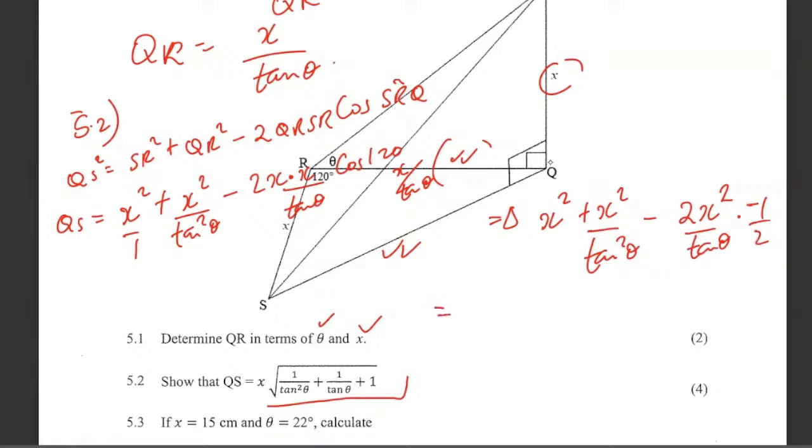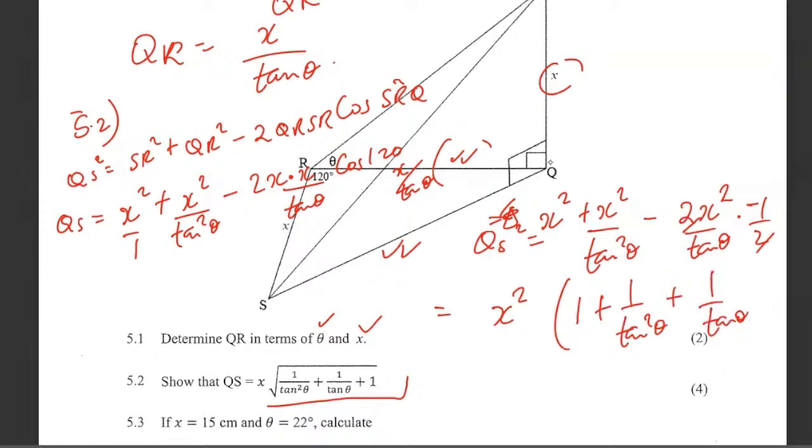Okay, then all I need to do is take out what is common, which is x squared. I'll be left with a 1 plus 1 over tan squared theta minus, this is going to cancel that. The negative and negative will give me a plus. So that's just going to be a plus 1 over tan theta.